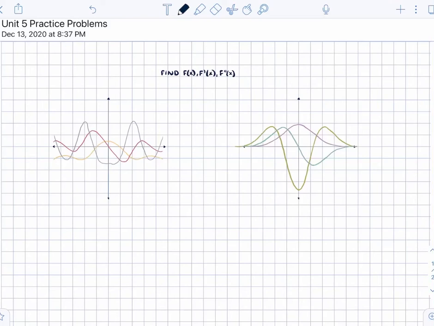In this video we're going over some graphs of derivatives and how we can differentiate graphs of f of x, the derivative f prime of x, and the second derivative. So it wants us to find f of x, the derivative, and the second derivative of both of these graphs.